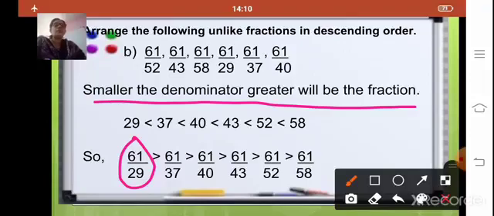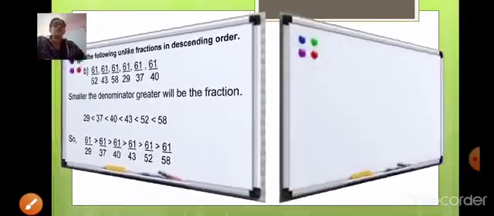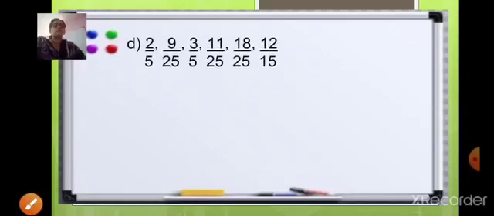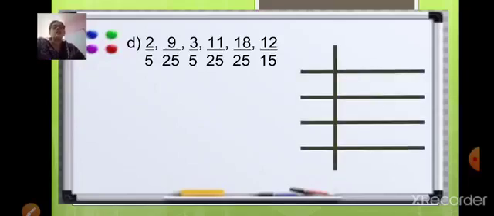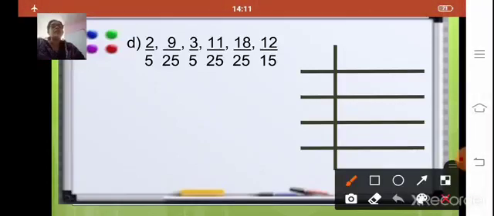Okay. Coming to the next sum. Here both the numerators as well as the denominators are different. So in this case, you will take the LCM of the denominators. So let us take the LCM of the denominators first. Now 25 is repeated, 5 is repeated, so we'll take it once. So 5, 25, and then 15.